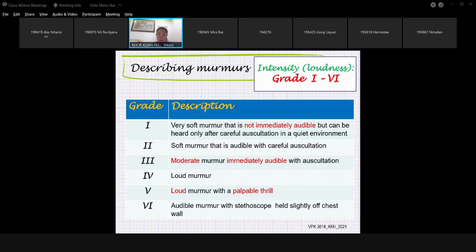So that's what it means: an audible murmur with the stethoscope slightly held off the chest wall. Often I won't even bother to grade number 6. Grade 6 is already at the chronic, progressive end stage of the heart disease. So grade 3, grade 4, and grade 5 are very important. With grade 6, we already know the chronicity of the case.